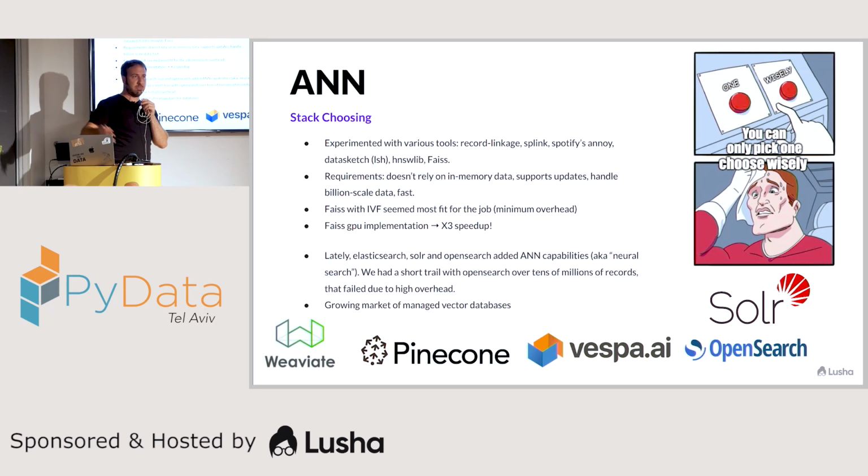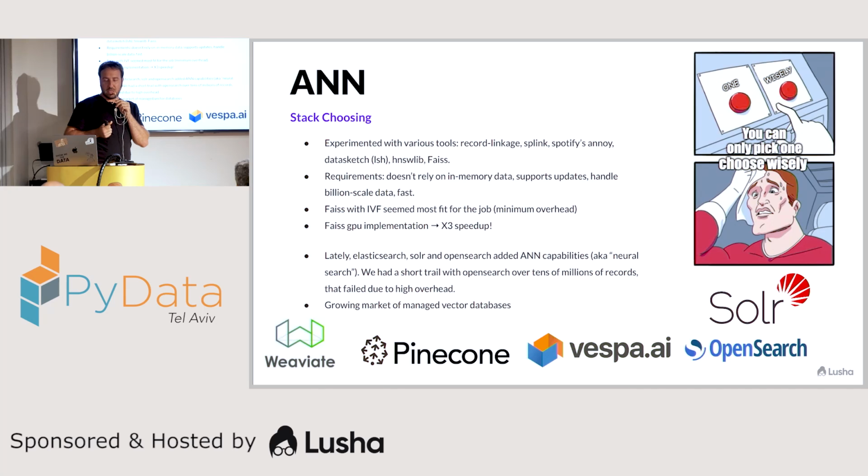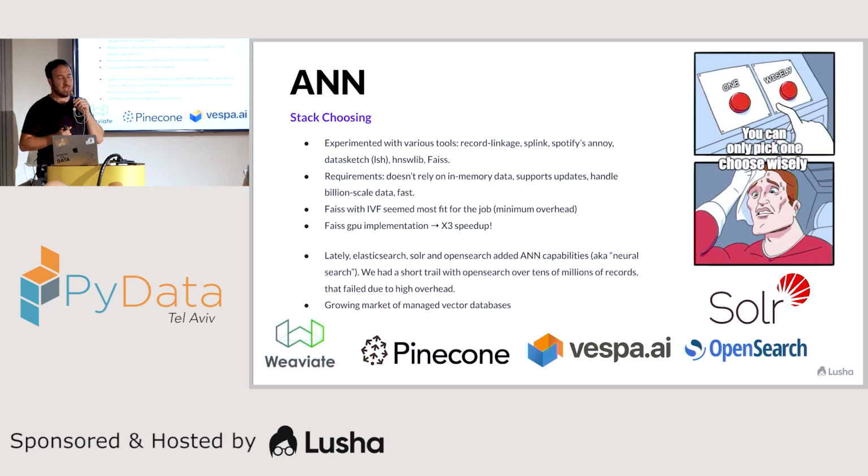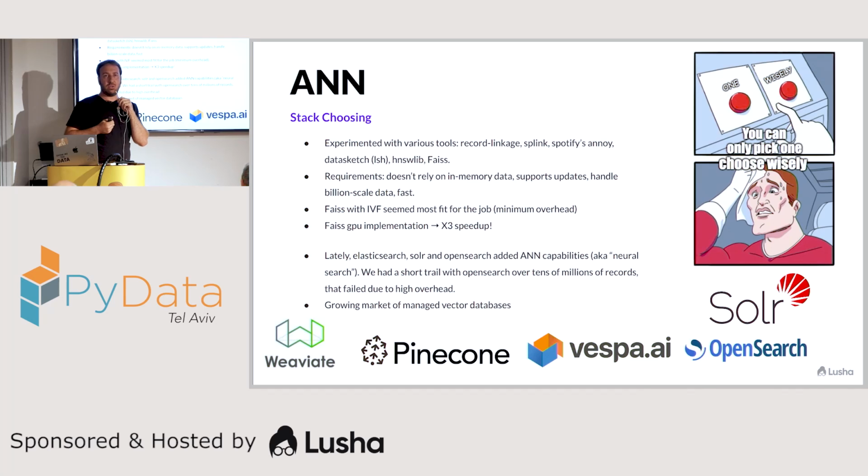And just to know about the space, you can see that in the past year or so, or even less, like 6 months, a lot of Elasticsearch and OpenSearch are starting to put ANN capabilities into their search engines. And there's a growing field of vector databases that allow you to upload vectors, do similarity search, and all kinds of stuff. It should work out of the box. We didn't try those commercial solutions, but you can see them here. And they might be good, I don't know.